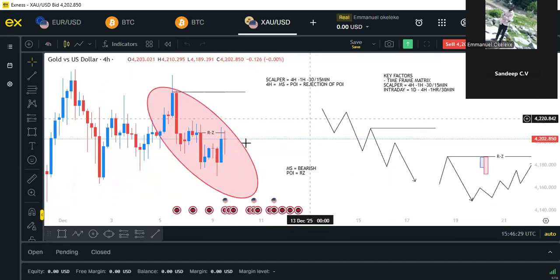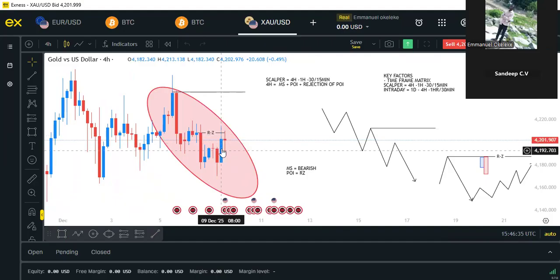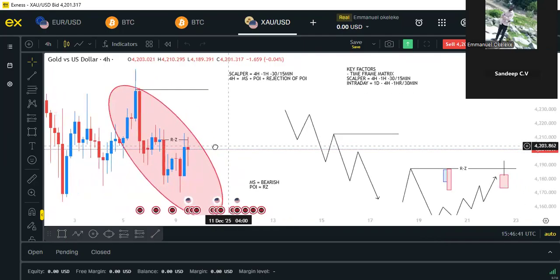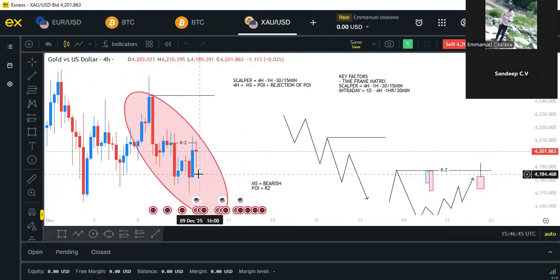Yes, the body has closed below that line. Exactly. So there was a close below this zone. The body of the candle is below, while the top of the candle itself was weak. So that is what we call a rejection candle. So at this point, we are getting the confirmation that price wants to push down.